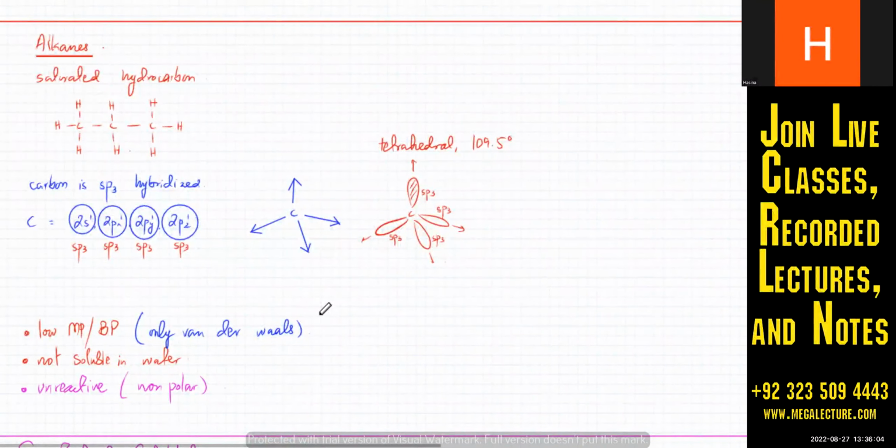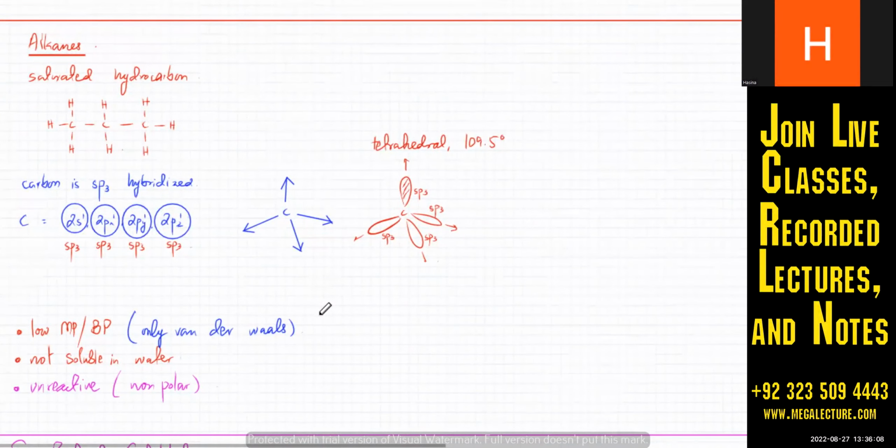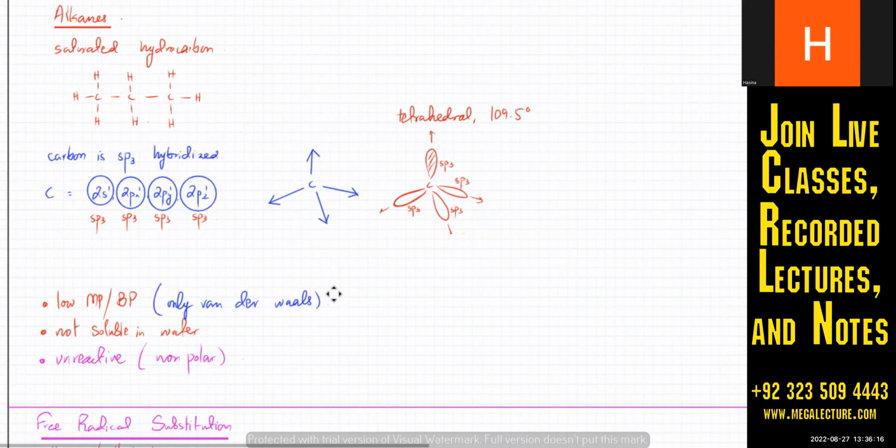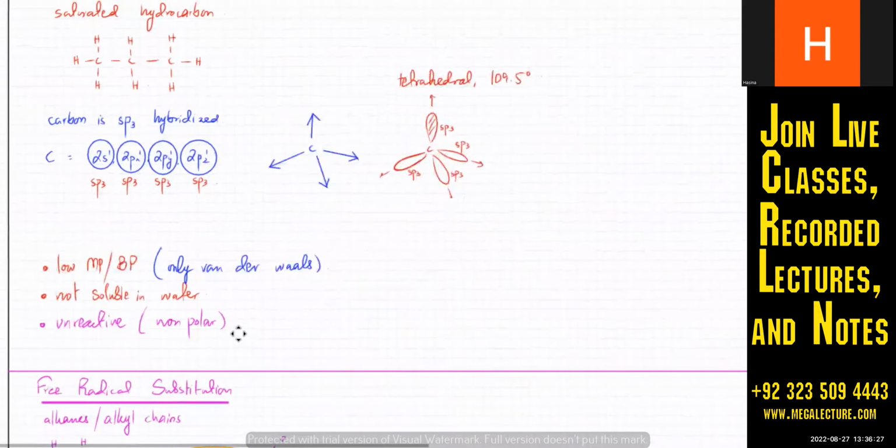Alkenes are very similar to benzene. So quickly, alkanes. Alkanes have single bonds. All bonds are single, and the tetrahedral carbon atom is making them. Whenever carbon is making single bonds, that's sp3 hybridization. So they've got low melting and boiling points. They're not soluble in water, and they're very unreactive because they're non-polar.